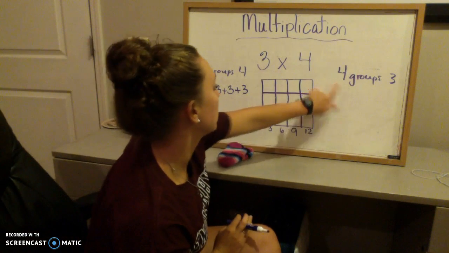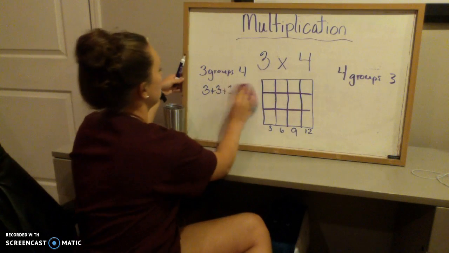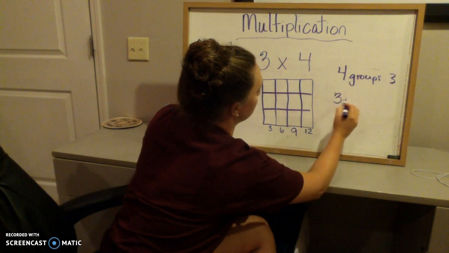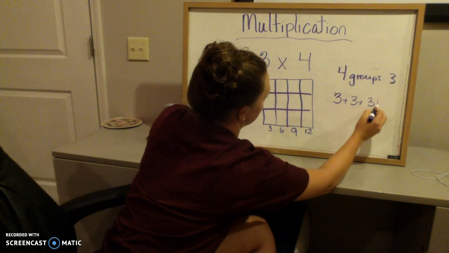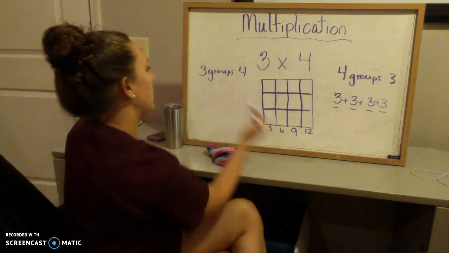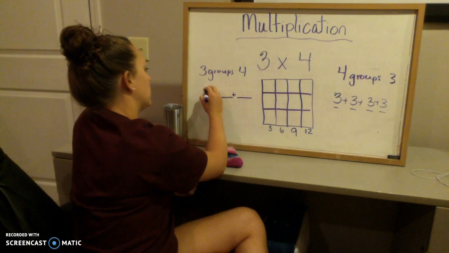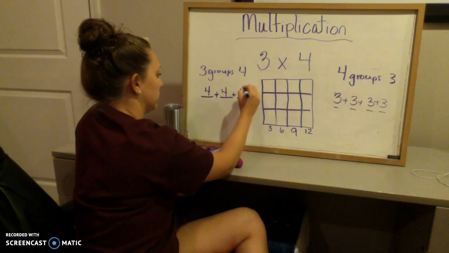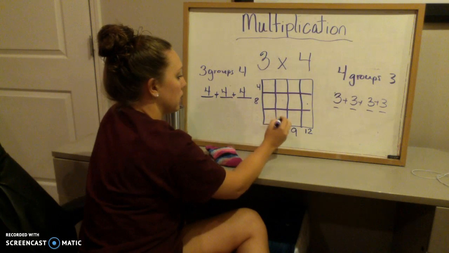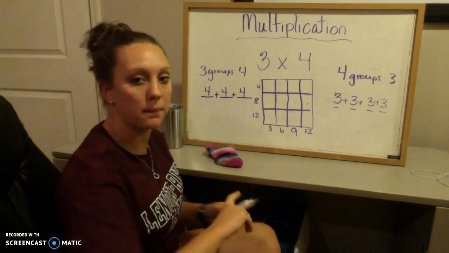Or we could do the 4 groups. Oops, sorry, I wrote this in the wrong one. Over here we would have the 4 groups. See? 4 groups. This one I need 3 groups. 3 groups of 4. So I would count 4, 8, 12. Okay? Either way, getting the same number.